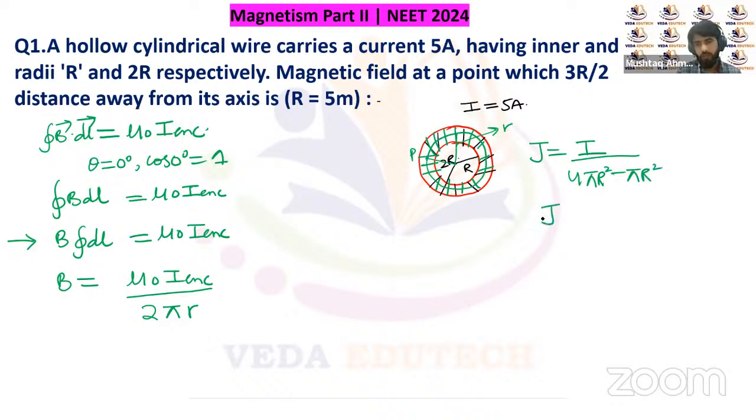Now the current I is given here as 5 amperes. That will be 5 upon 3 pi R square. So this is the current density, and the current density has to be a constant, right? That will be 5 upon 3 pi R square. It has to be a constant.